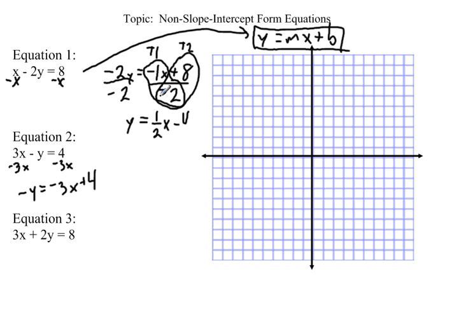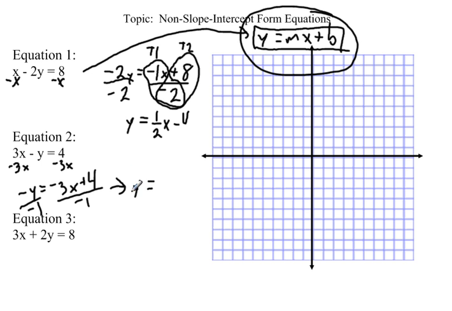Now remember, my goal is to get it in this format, y equals mx plus b. So I want that x first. That's important. Now if I divide both sides by negative 1, you could actually say multiply by negative 1, what that does is make y positive. Now negative 3 divided by negative 1 is a positive 3. Put your x in. 4 divided by negative 1 gives you a negative 4.